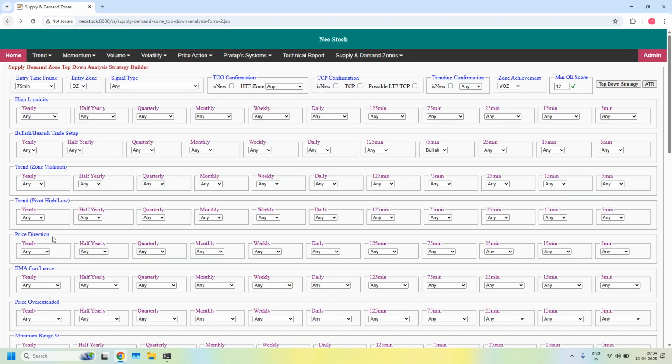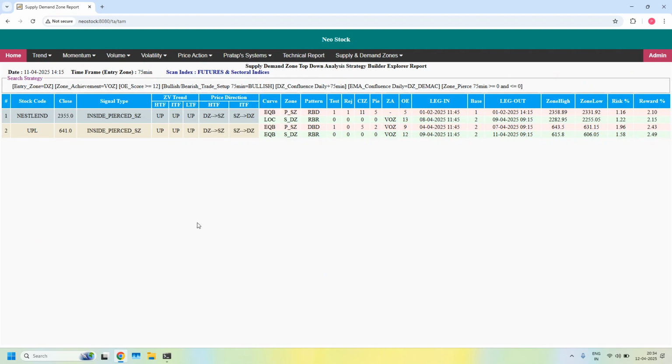Let's verify. In the EMA confluence at daily time frame, I am setting the filter. Whether the daily demand zone is having daily EMA or not, we are checking. Anyway, the trend is uptrend. We got two stocks. So probably these two 75 minutes demand zones might be having high probability to get success.